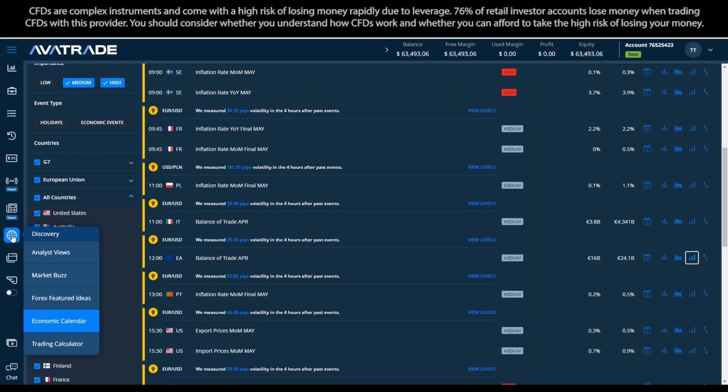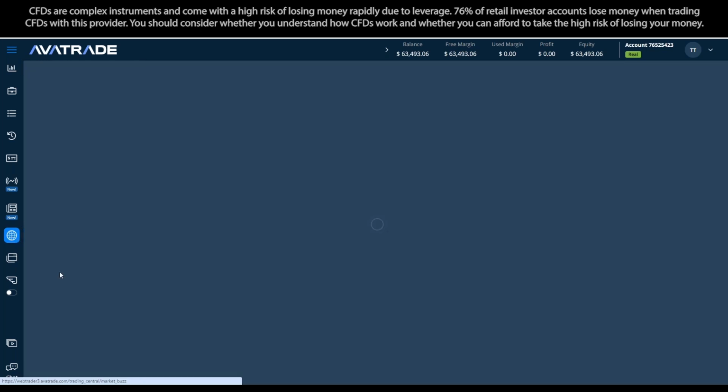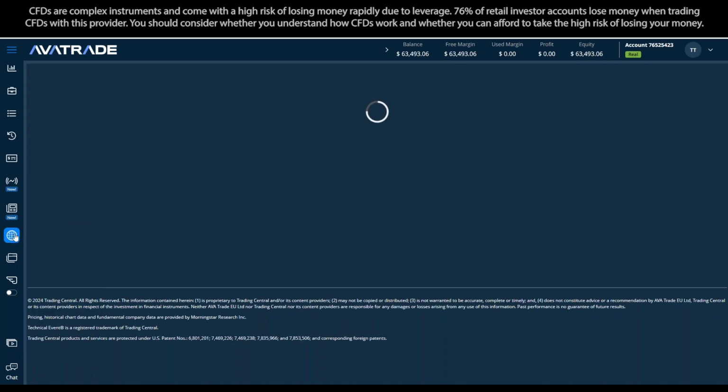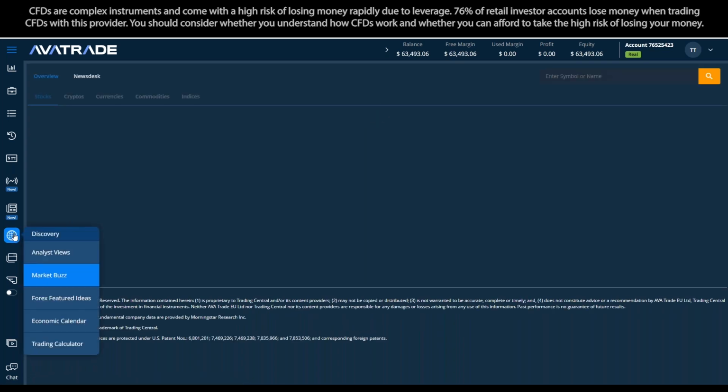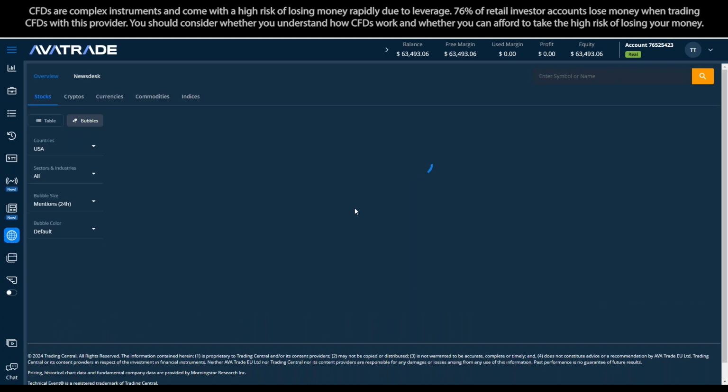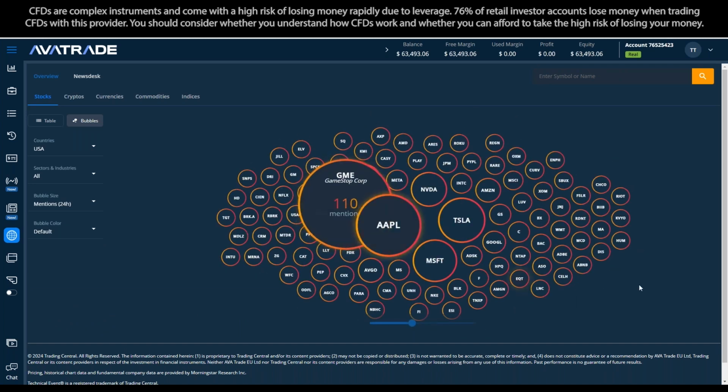We could go to the market buzz as well. And those tools are found right here. Point at this globe. So market buzz, another fundamental news tool, okay? Doesn't matter what it is. It could be trending small. Then it's one of these smaller circles.